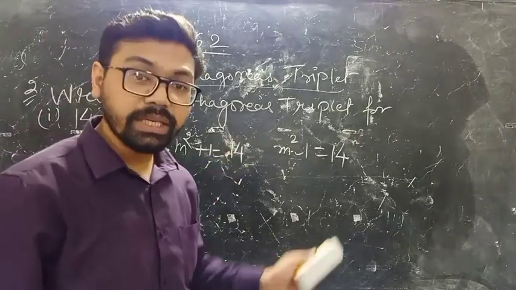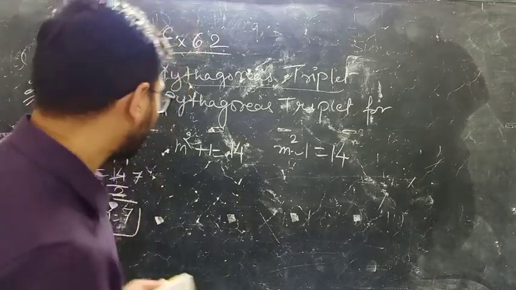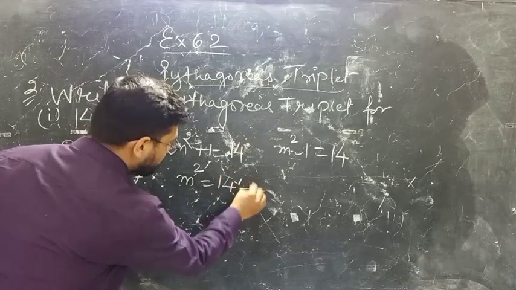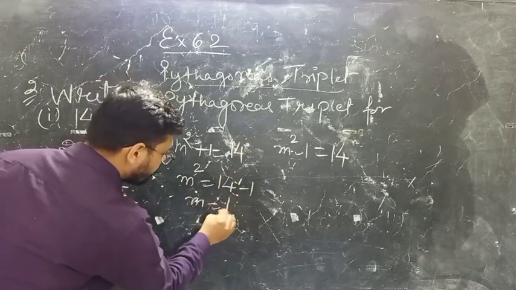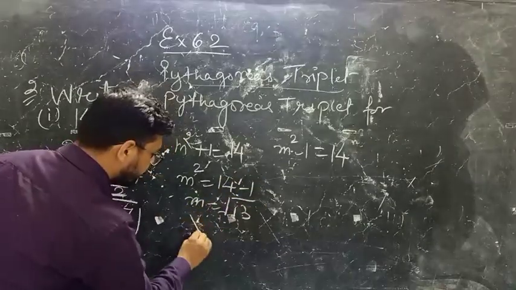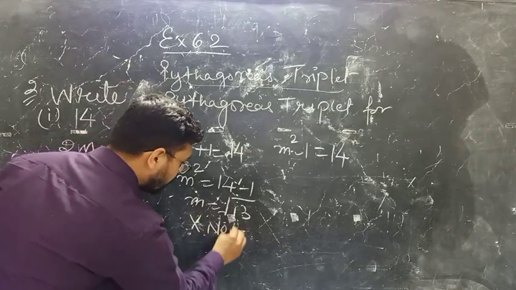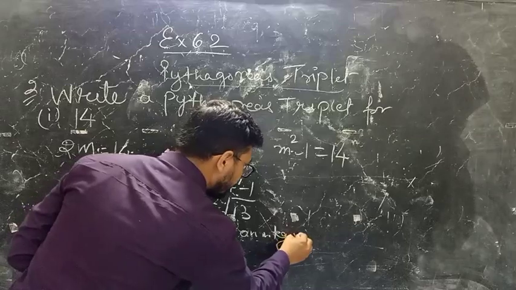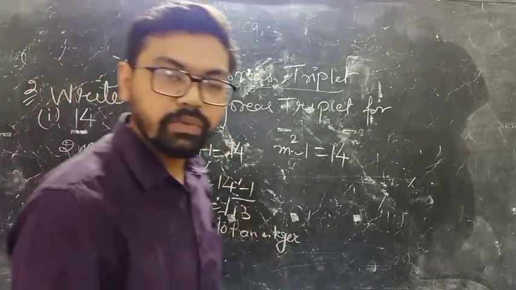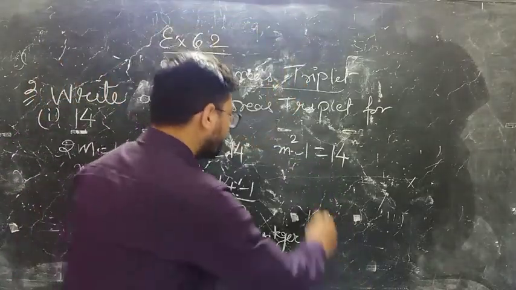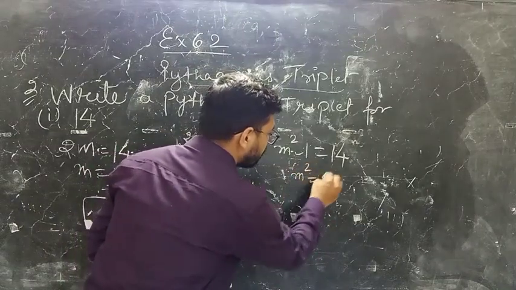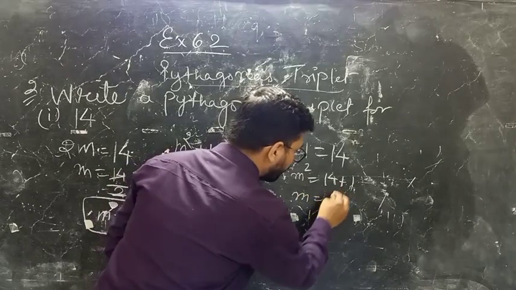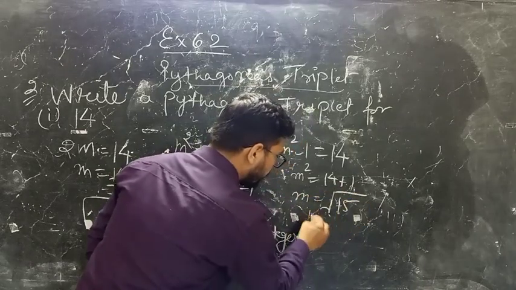But in these two cases, you will not get an integer, right? m square is equals to 14 minus 1. So m is equals to root 13, not an integer, right? Similarly, for m square minus 1 is equals to 14, right? So m square is equals to 14 plus 1, that is 15, or you can write root 15. Not an integer.